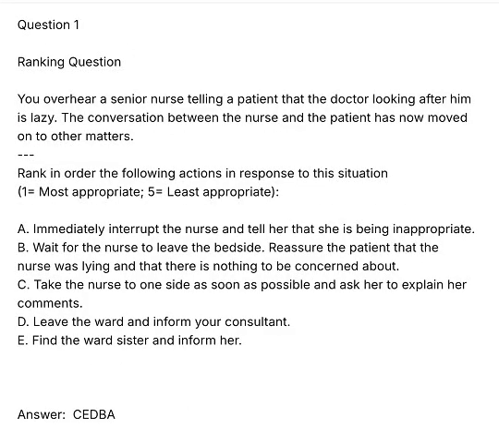Question 1, ranking question. You overhear a senior nurse telling a patient that the doctor looking after him is lazy. The conversation between the nurse and the patient has now moved on to other matters. Rank in order the following actions in response to this situation. 1 equals most appropriate, 5 equals least appropriate.